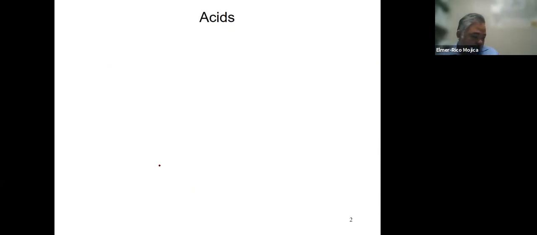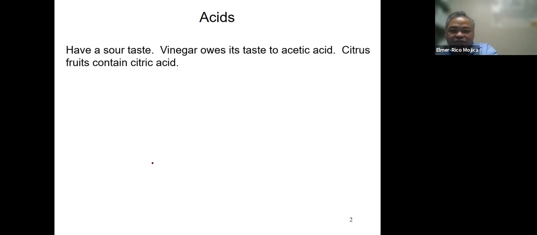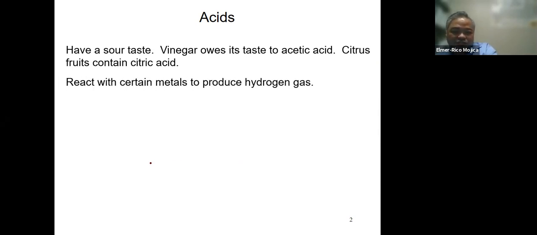So we go with the acids. Acids are around us everywhere. How do they taste? Usually they taste sour. The vinegar has acetic acid. The citruses contain citric acid. Some of the citrus fruit can be sweet, but most of them are sour. Some of these citrus fruit that are sweet are because they produce sugar. Usually if you have an acid, it reacts with certain metals to produce hydrogen gas. The only exception here are the so-called noble metals.